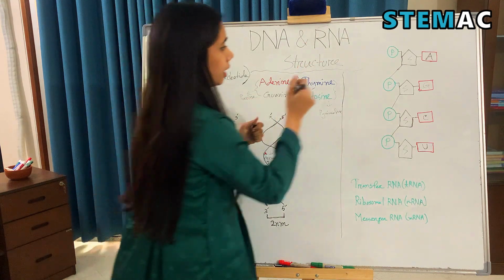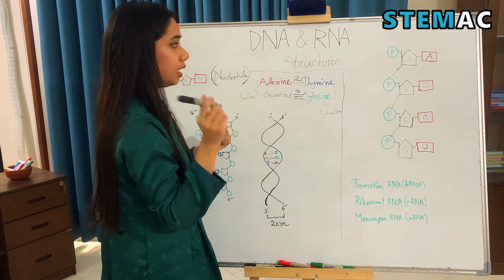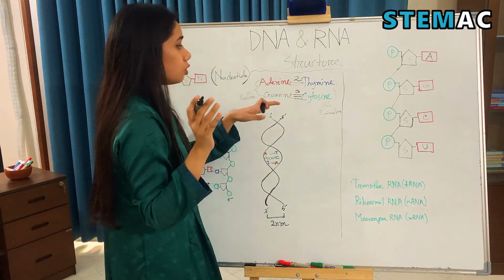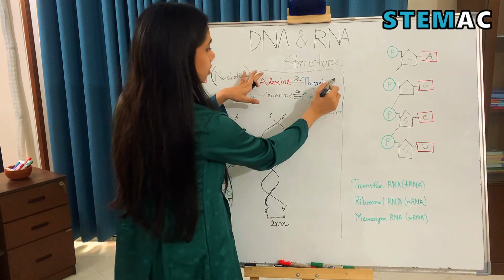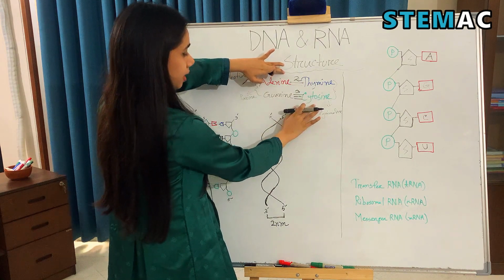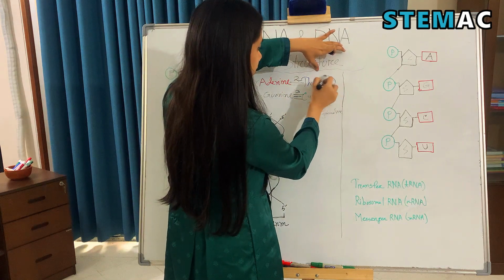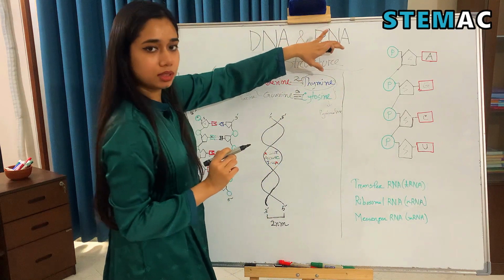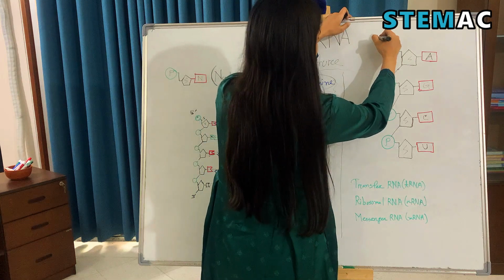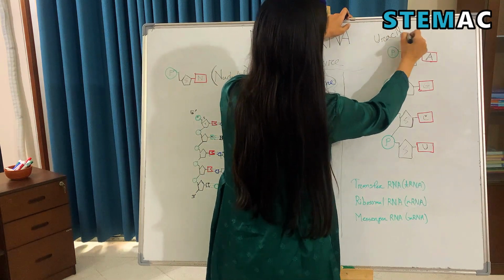Now, in case of RNA, there's another difference, which is in the nitrogenous bases. So these 4 are the nitrogenous bases of DNA, right? Adenine, thymine, guanine, and cytosine. But we know that thymine is not present in RNA. Instead, we have uracil, right?